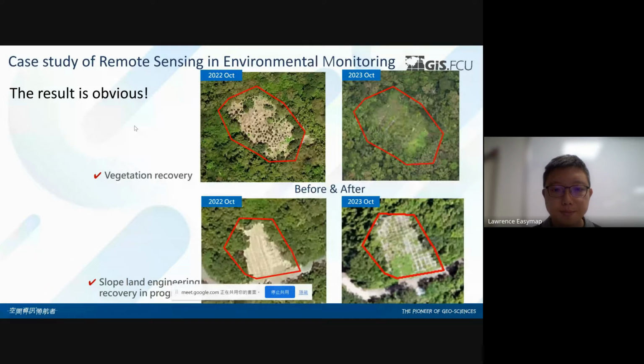For the lower left and lower right images, we can see the slopeland engineering and recovery in progress. Some more green plants are growing from the slope structure, and we expect it to improve annually.